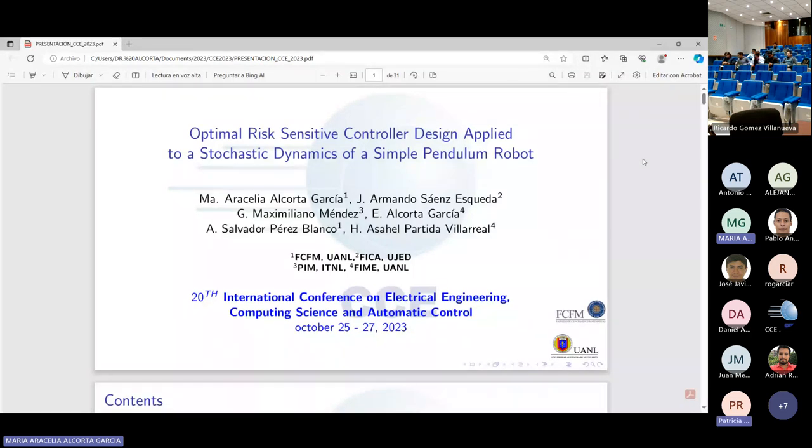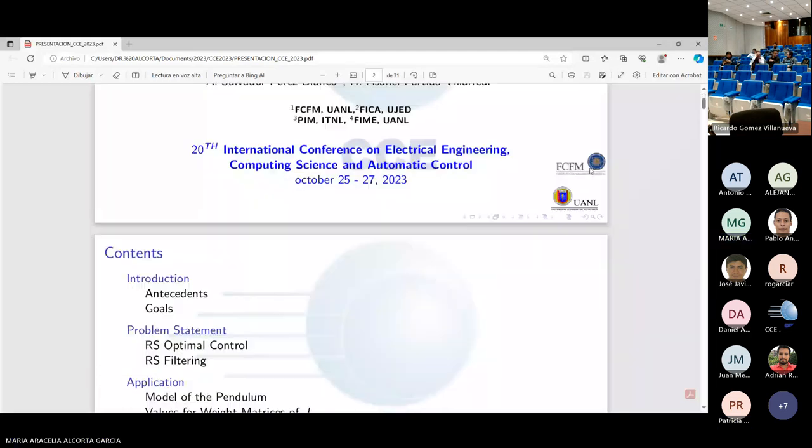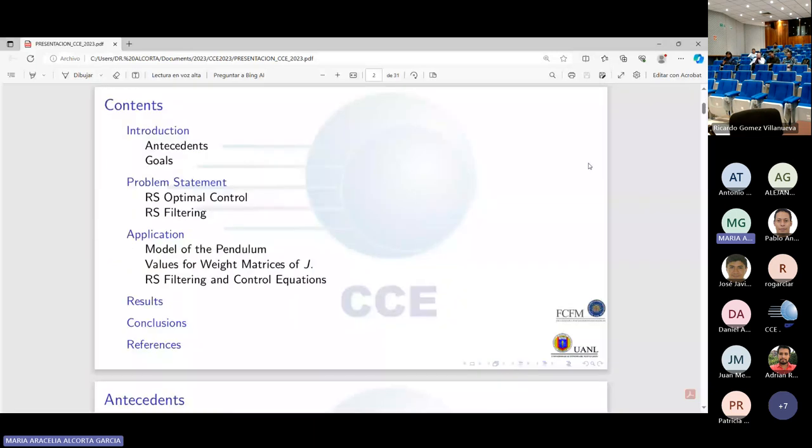The title is Optimal Risk Sensitive Controller Design Applied to a Stochastic Dynamics for a Simple Pendulum Robot. The contents of this presentation are the following: first, a little introduction, then a problem statement for risk sensitive optimal control and risk sensitive filtering, then application, results, conclusions, and references.